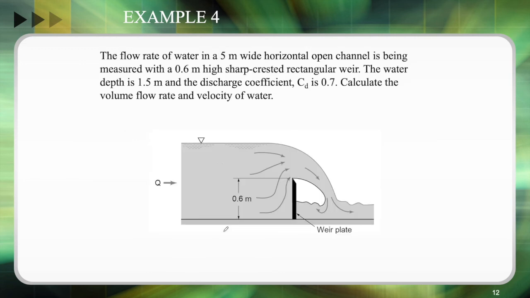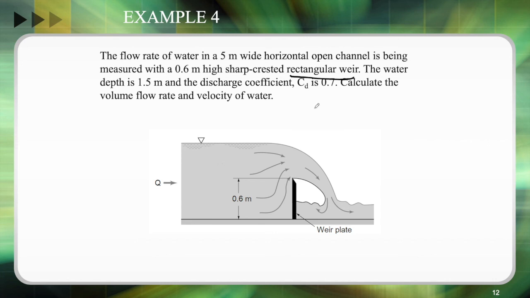Now we move to example 4. Actually, we have examples 2 and 3, but I think those examples are quite simple. So we go to example 4. The flow rate of water in a 5 meter wide horizontal open channel is being measured with a 0.6 meter high sharp-crested rectangular weir. At these flows we use rectangular weirs, so you cannot use the V-notch equation to find Q. You have to use the rectangular equation to find Q.